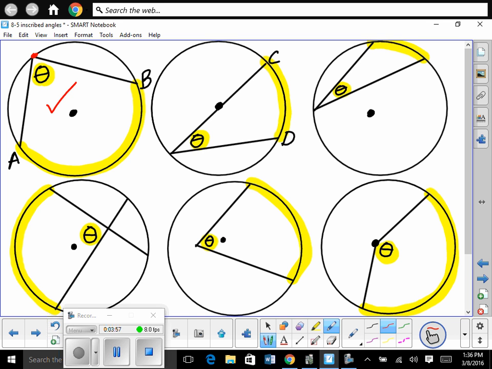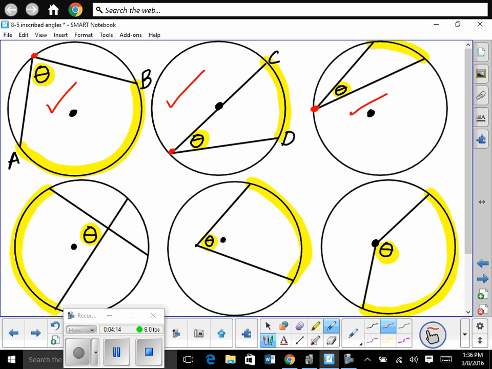Okay. So then look at this one. Is it an inscribed angle? Yeah, doesn't it start on the outside of the circle and it opens up on arc CD? Does everybody see that? So this one's also an inscribed angle. What about this? Yeah, didn't it start on the outside of the circle and open up on that arc?